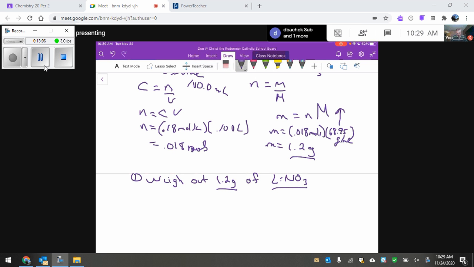Okay, this is what we're going to do for quizzes and tests. This is what we're going to be writing out for quizzes and tests, basically, the 4 steps. When it says describe, we're going to talk about 4 steps.